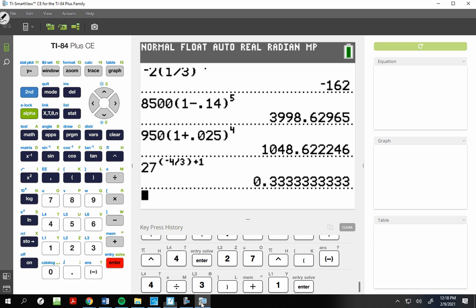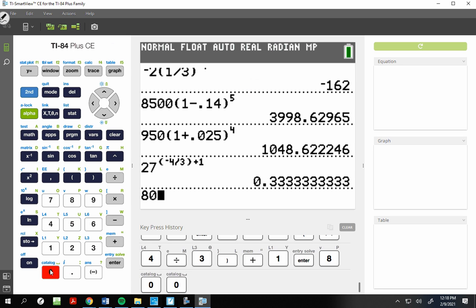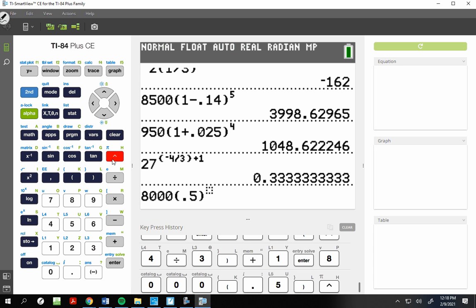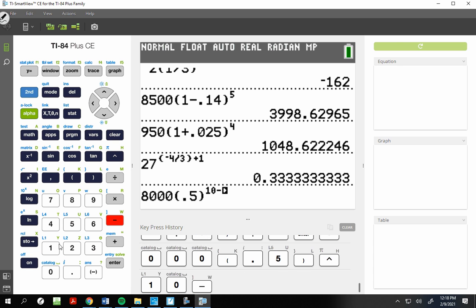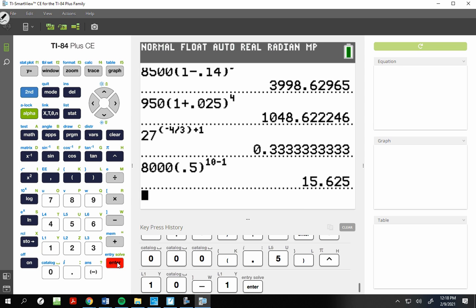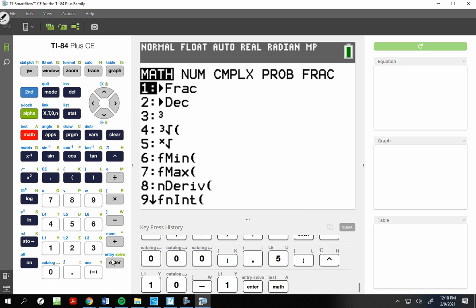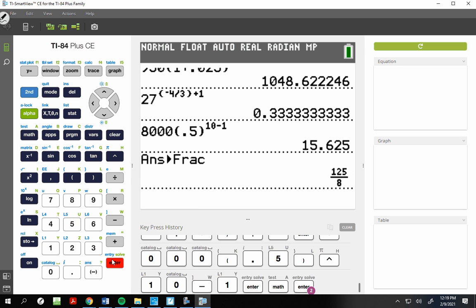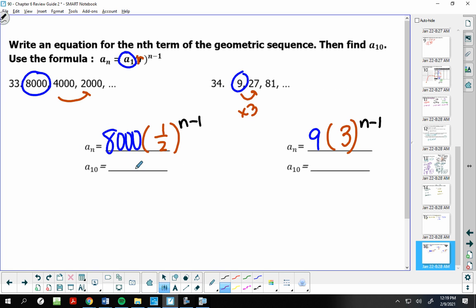Okay, so 8,000 times 1/2, which 0.5 is easier to type in than 1/2, raised to the 10 minus 1 power, or you guys can just type in 9, right? Because 10 minus 1 is 9. I personally like to hit math, enter, and turn it into a fraction. I just think it's more accurate. You guys could also write 15.625. I'd be fine. I would accept either.